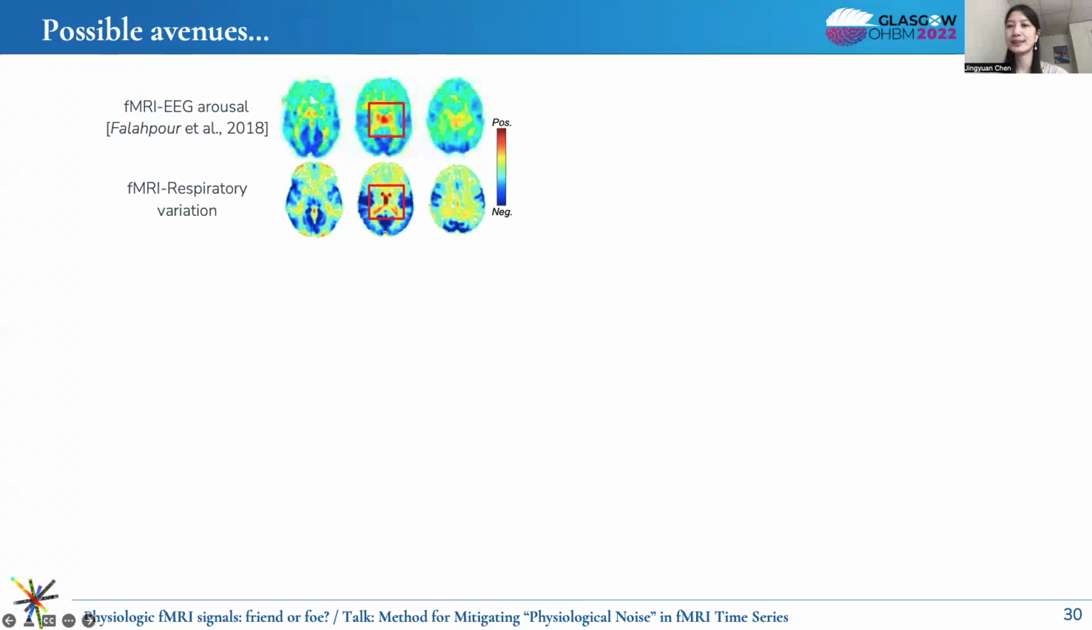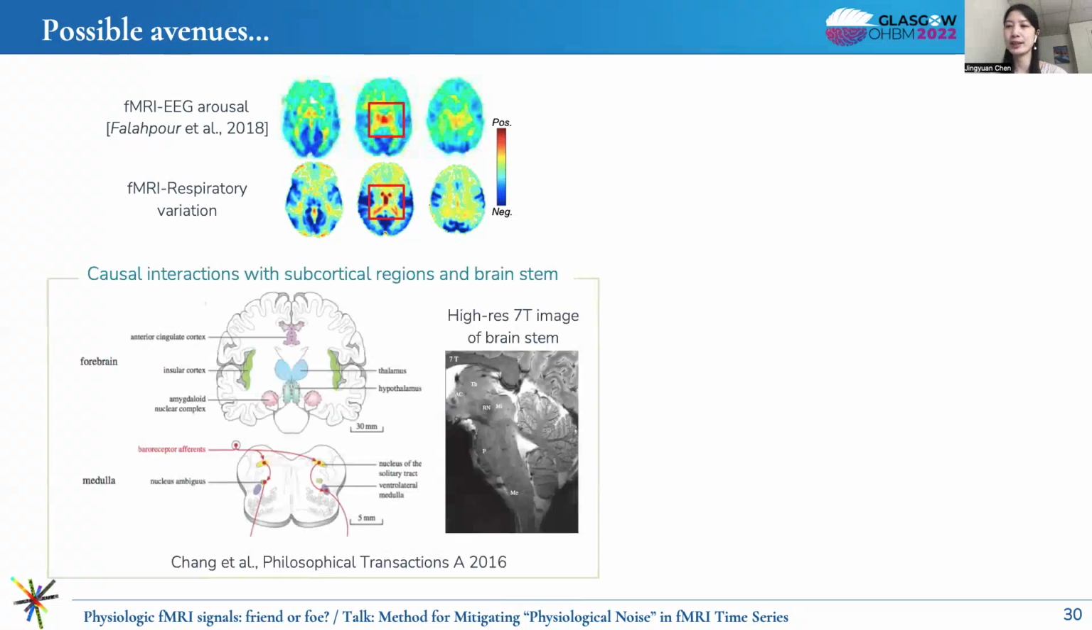So the idea is that it's very natural for us to expect quite distinct activity patterns in subcortex and brainstem associated with neuronal state changes or autonomic states. And this is still an under-investigated domain, but has lots of potential.